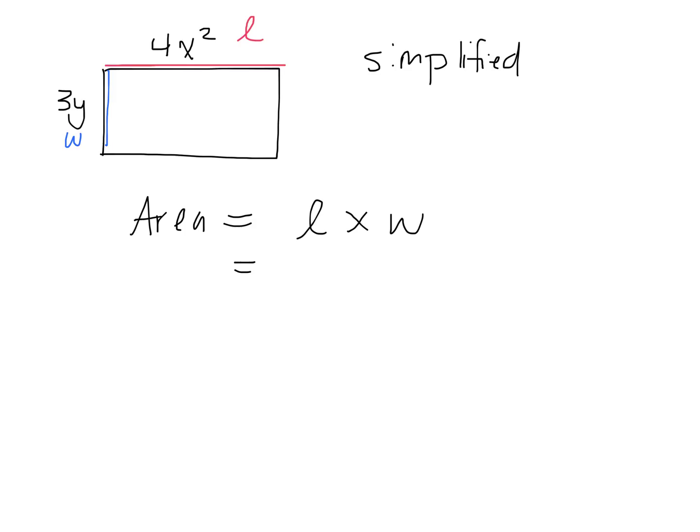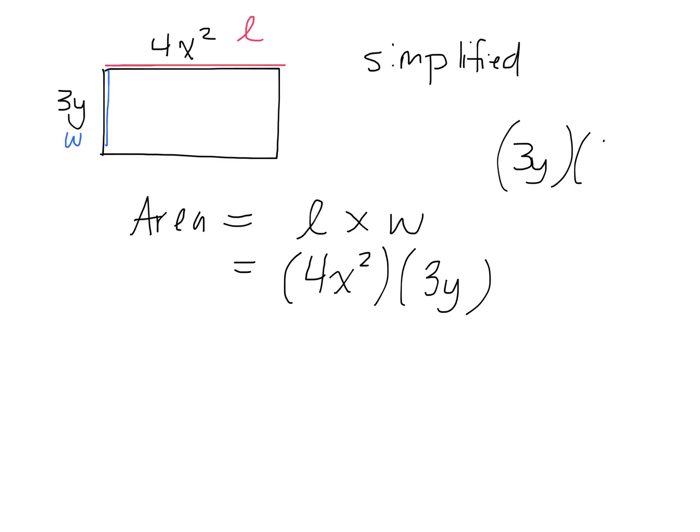Does it matter if I write 4x squared times 3y, or if we write 3y times 4x squared? Does it matter the order when you multiply? No, so it doesn't matter which one you label length and width, okay? Let's do this one. Area equals length times width.